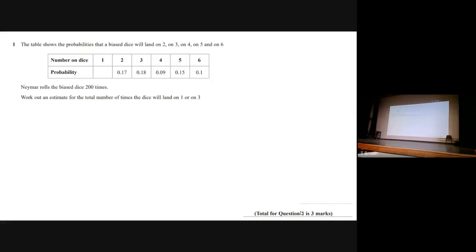What's the percentage chance of it landing on a 2? It's not asking you that, but what is the percentage chance? You've got 0.17. What does that mean? 17%. Brilliant. 17% chance of getting a 2, 18% chance of getting a 3, a 9% chance of getting a 4, and 15% chance of getting a 5. What is the percentage chance of getting a 6? Because that can catch you out.